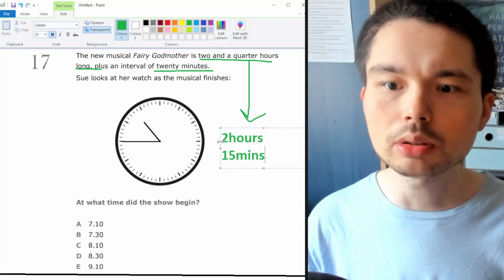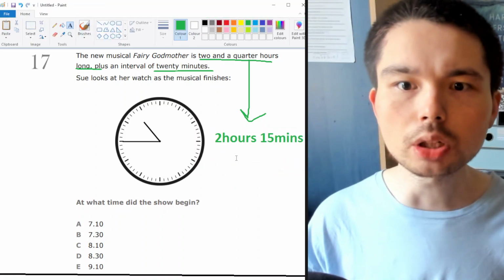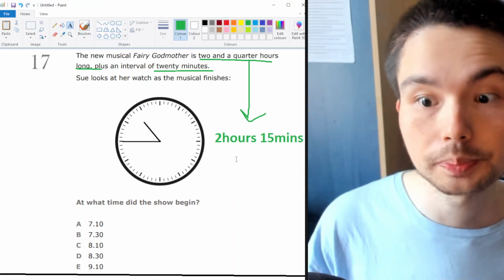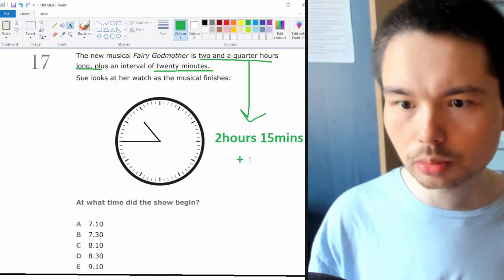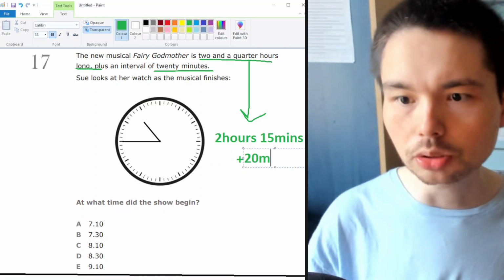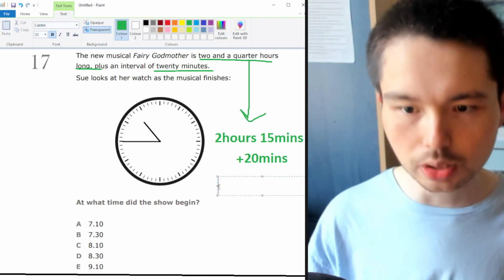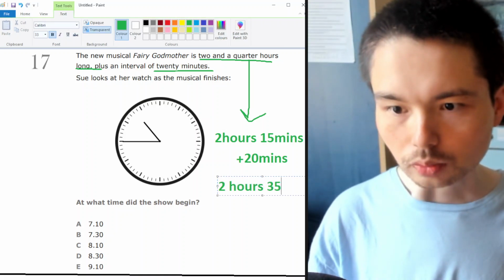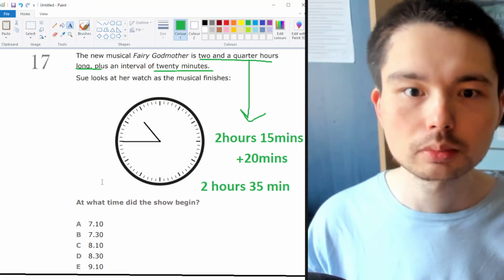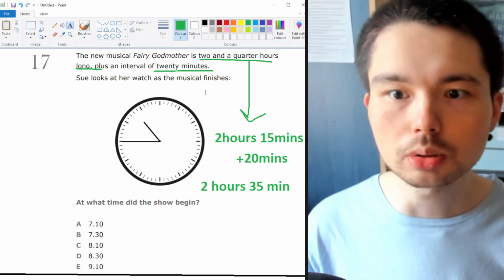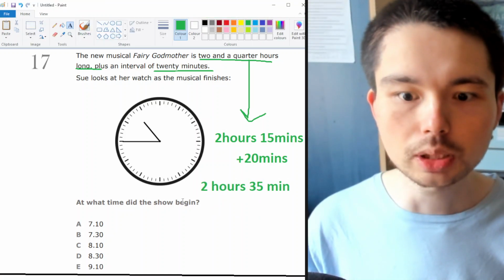So really, it looks like we're working out the total length of the show. Interval just means break. So we need to add that on. Plus 20 minutes is 2 hours 35. 2 hours 35. Sue looks at her watch as the musical finishes. At what time did the show begin?